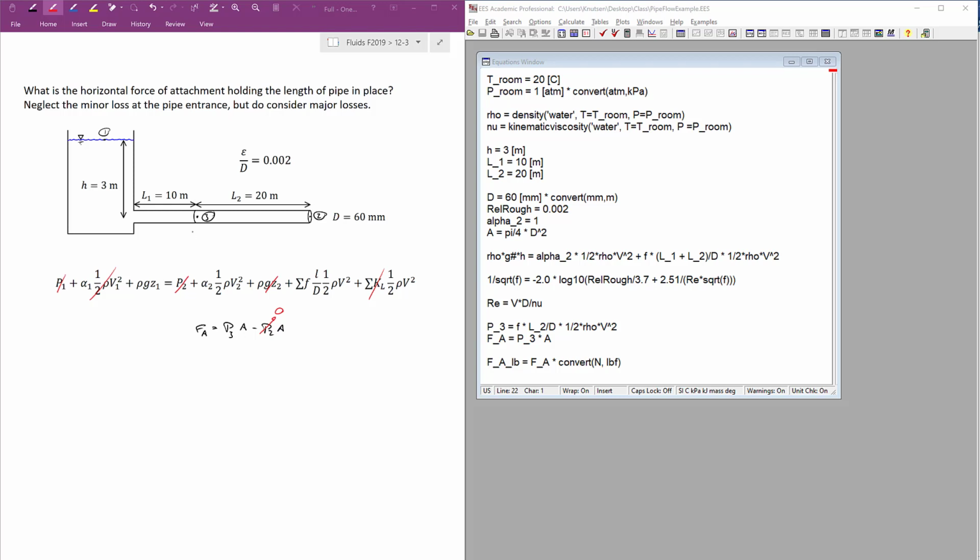In this problem, we're trying to figure out the force needed to hold this length of pipe in place. The way we'd go about this, we'd first need to figure out the volumetric flow rate through the pipe. We'll need to figure out the pressure at location 3, and what we'll do is just assume major losses across it. So we'll use the energy equation.